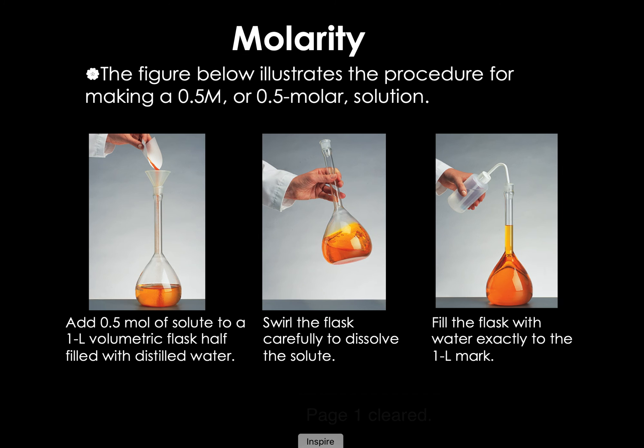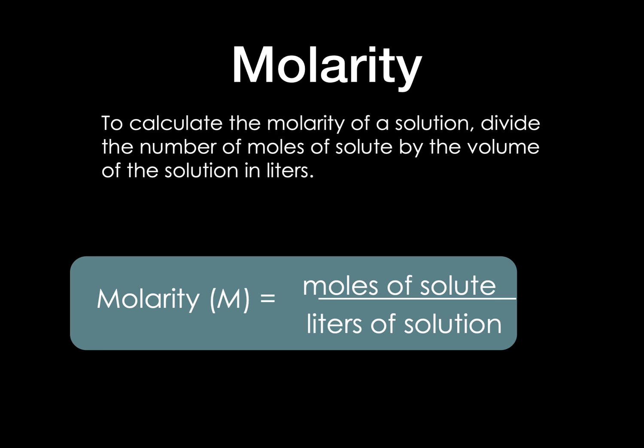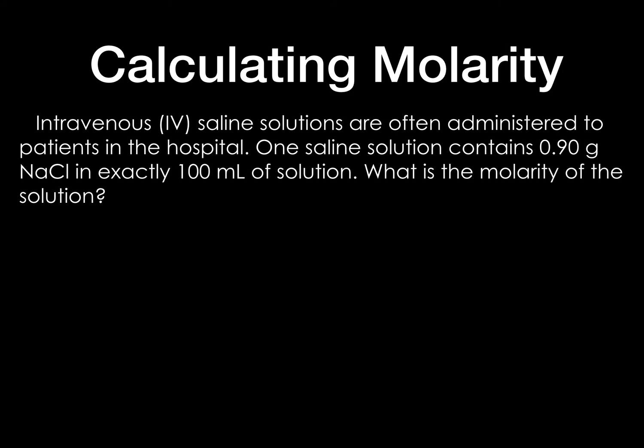So now our formula. We have molarity, capital M, equals moles of solute over liters of solution. I'm going to tell you now, a lot of these problems will give your solute in grams and solution in milliliters, so you'll have to change those from grams to moles and milliliters to liters before you can divide your two numbers, which is not a big deal.